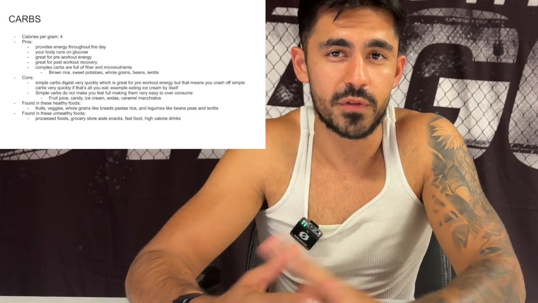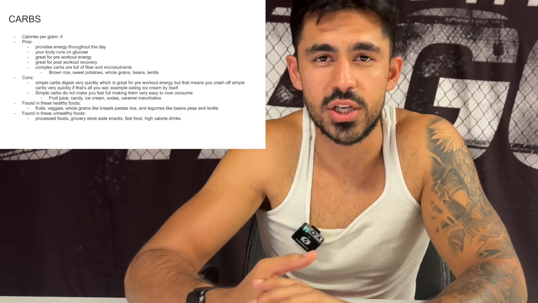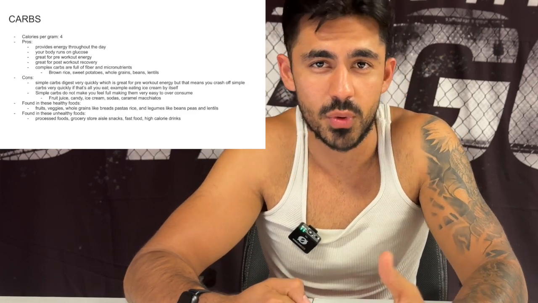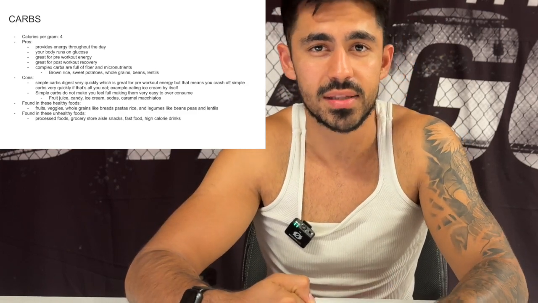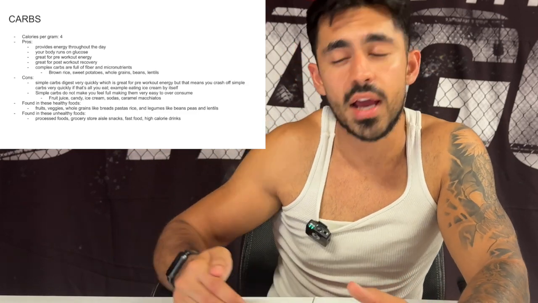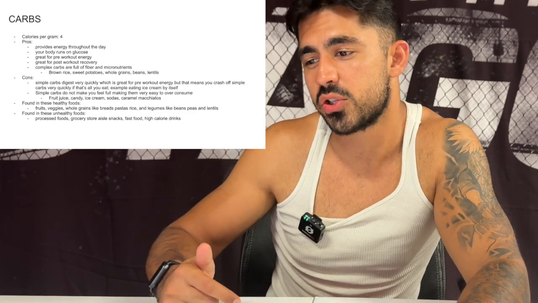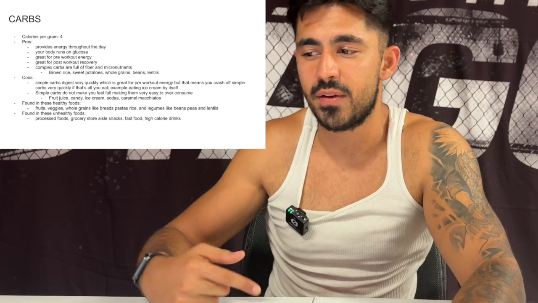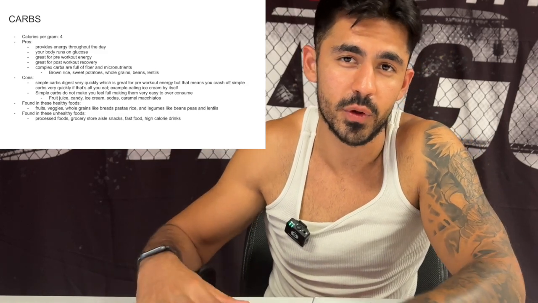Carbs are found in these healthy foods. They're found in fruits, veggies, whole grains like breads, pastas, rice, legumes like beans, peas, lentils. They're found in some other foods as well, but they're also found in these unhealthy foods like processed foods, grocery store aisle snacks, fast foods, high-calorie drinks are full of carbohydrates as well.